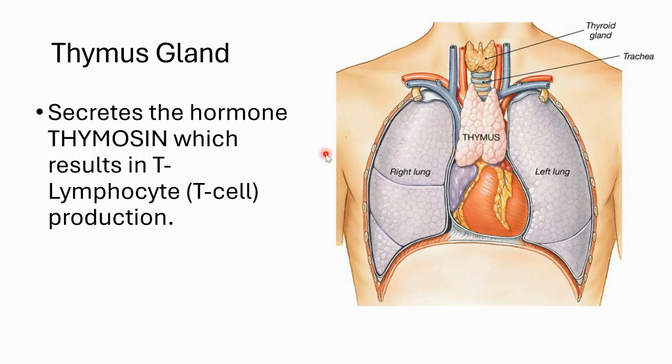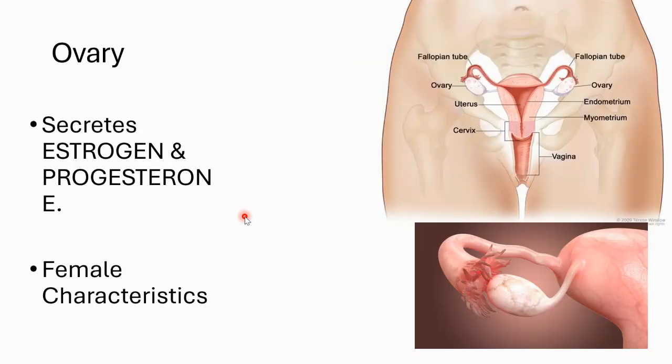Your thymus gland secretes a hormone called thymosin, and it's going to result in a specific type of white blood cell maturation. So it's going to help mature a certain type of white blood cell called T cells, also known as T lymphocytes. This is what the HIV virus targets, that specific type of white blood cell, the T cells. Now, the thymus gland, as you get older, actually gets smaller. It undergoes what's called involution, so it actually gets smaller as you age.